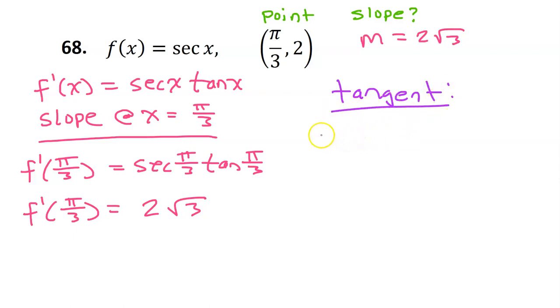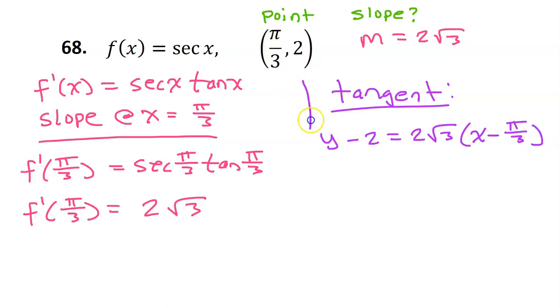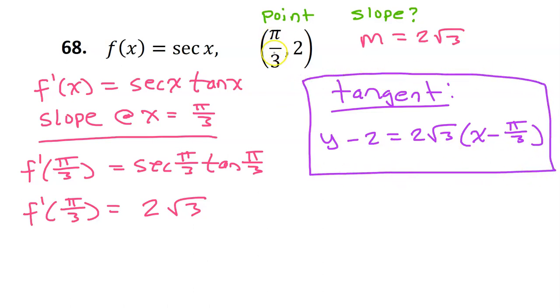So point-slope form is y minus y1, so y minus 2, is equal to the slope, which is 2 radical 3, times x minus x1, so x minus pi over 3. So this is the equation of the tangent line at the point pi over 3 comma 2.